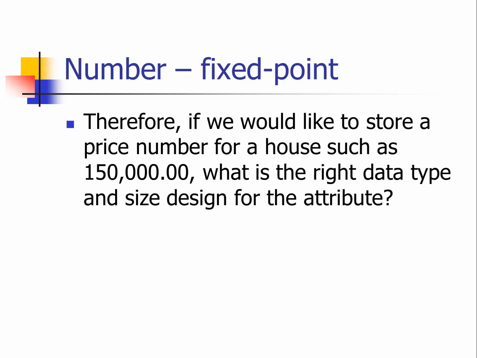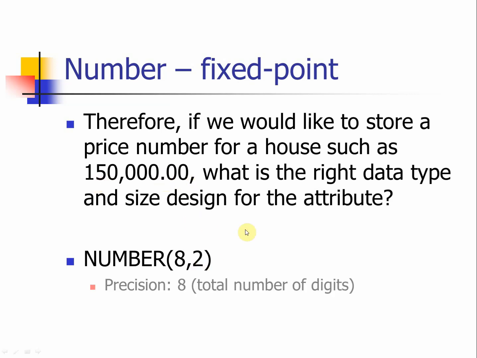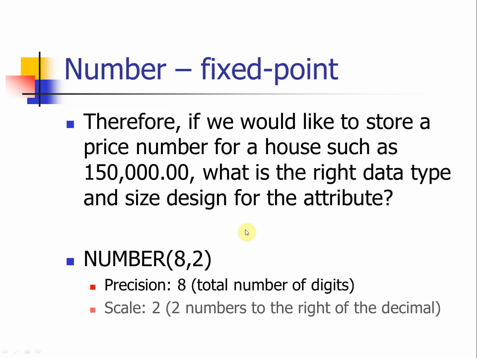Obviously, you need 2 numbers to put in here so that you will be able to hold this whole number. The answer is going to be NUMBER(8,2), because in total we have 8 digits and 2 digits on the right side of the decimal. So the precision is 8 and the scale is 2. So that is how we look into the numbers.